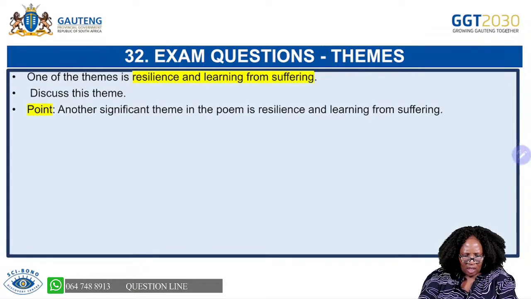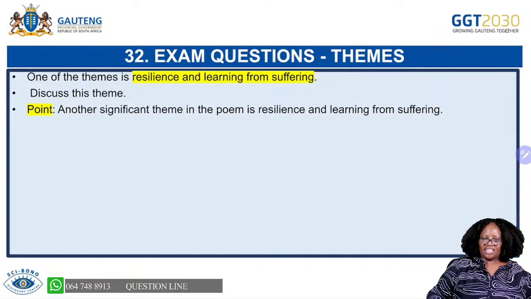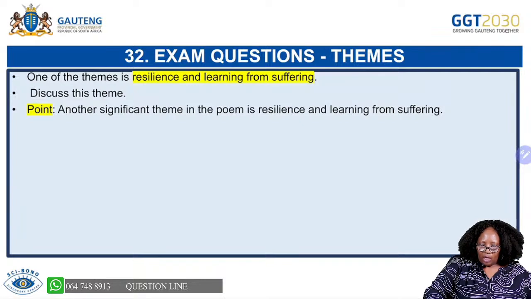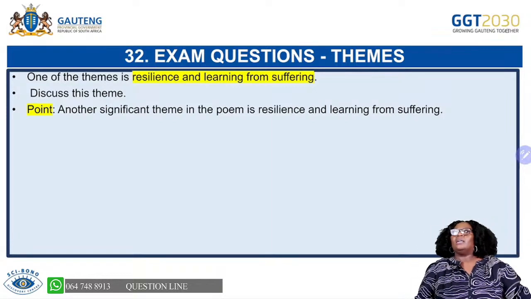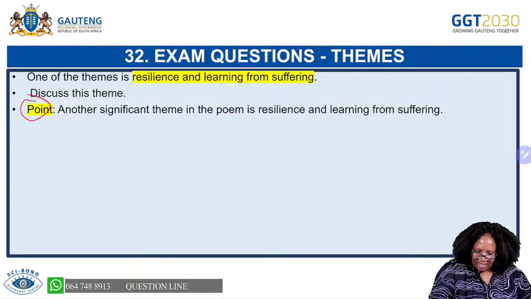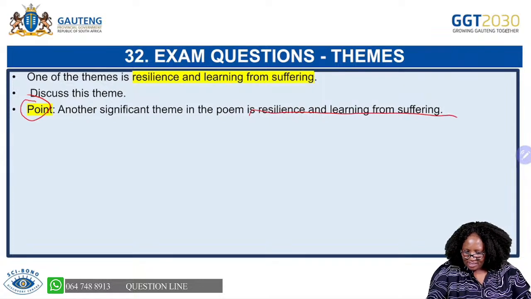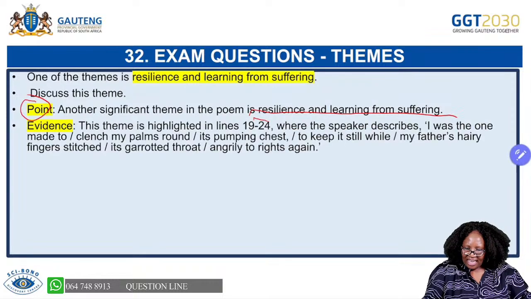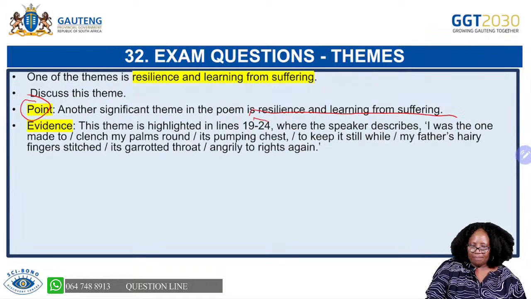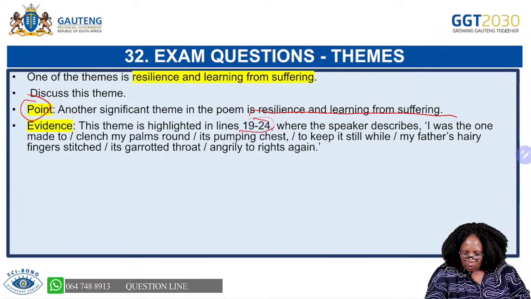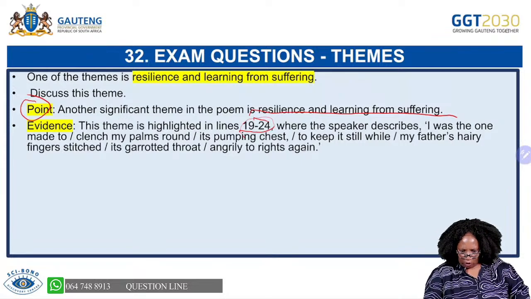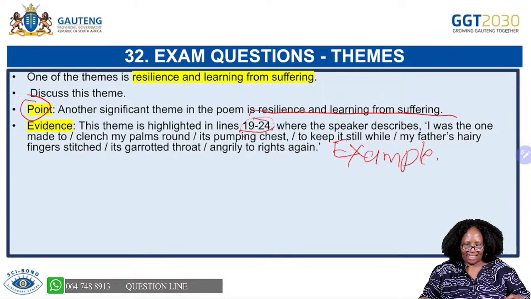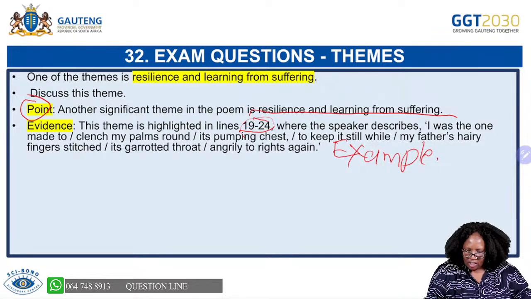The second theme that is evident in our poem this afternoon is resilience and learning from suffering. The girl has learned from suffering, isn't it? That makes a point. She has learned resilience and learning from suffering. Evidence from the poem will be in lines 9 to 14. So you go back to the poem and you check an example. You give us an example. And what is the example? When the father's finger stitched the throat angrily to rise again.